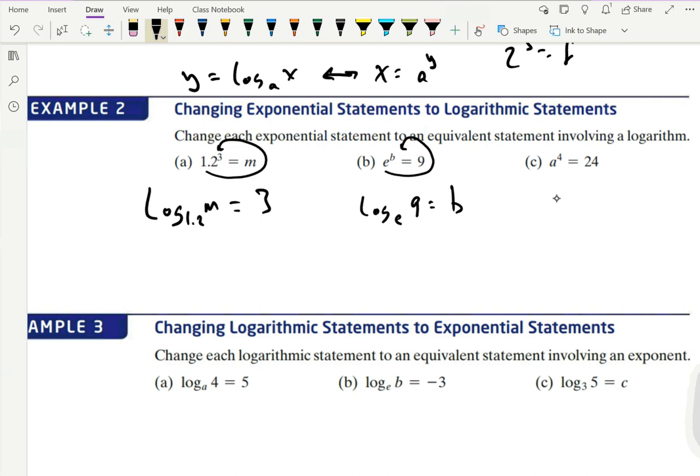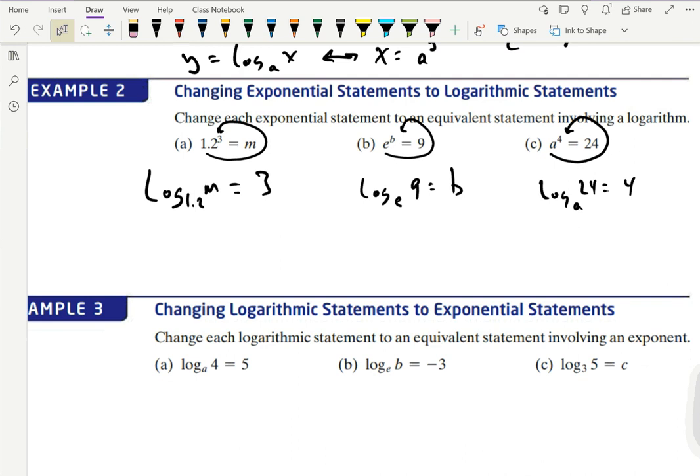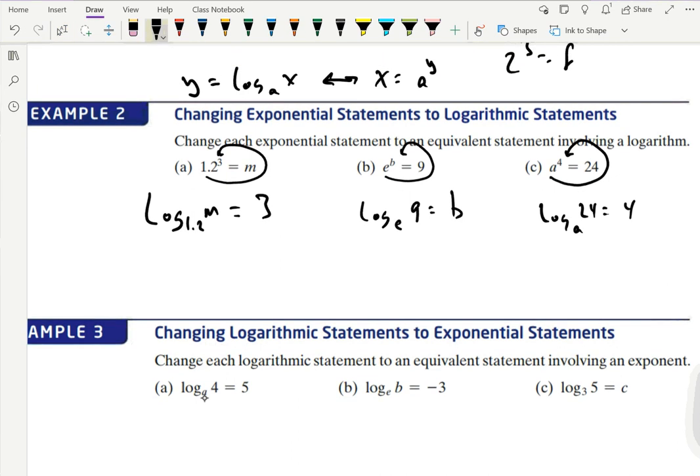On c here, if we do this the same way, our logarithm has to end up equaling 4 because the log is the exponent. And our base was a. So log of 24 base a is going to end up being 4 here. Again, I do this little loop-de-loop: start with my base, pick up the 24, land back down on the 4. If I go the opposite direction, log base a of 4 is 5.